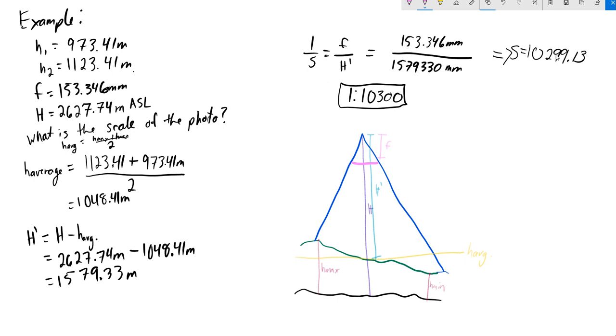So that's an example of how to do this with variable terrain. And this will definitely be in your assignment at some point for this particular module. And we will see you, I guess, in Objective 3 or 9.4.